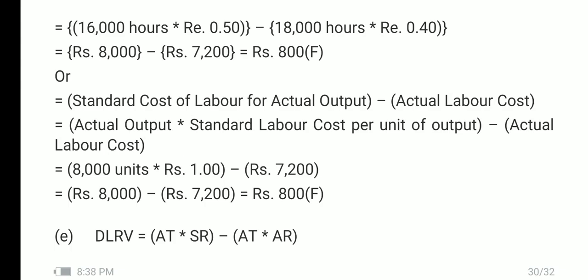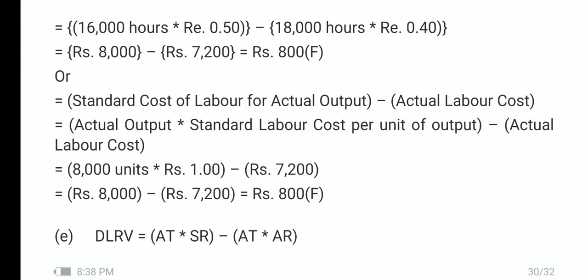Alternatively, we can compute cost variance in another way, that is standard labor cost for actual output minus actual labor cost. Now, actual output 8000 units into standard labor cost per unit of output. Here output basis is considered. Standard labor cost, it is given 1 rupee per unit of output. Therefore, for 8000 units, standard labor cost will be rupees 8000. Actual labor cost given 7200. We are getting the same answer, rupees 800 favorable.